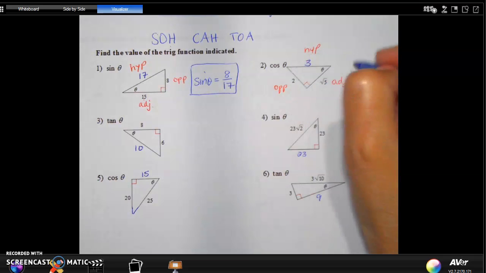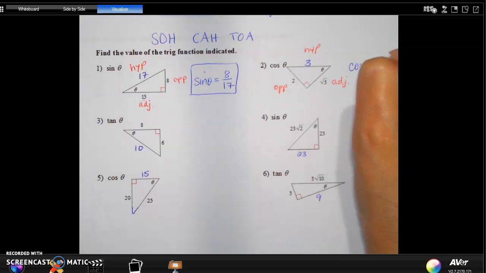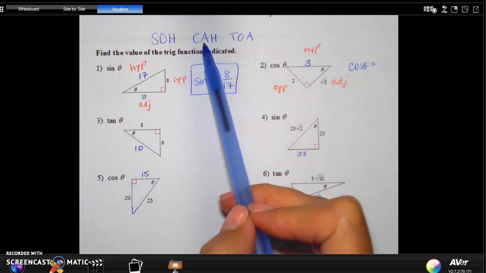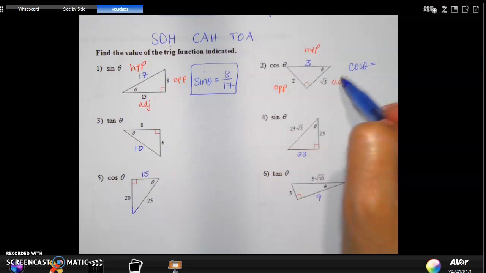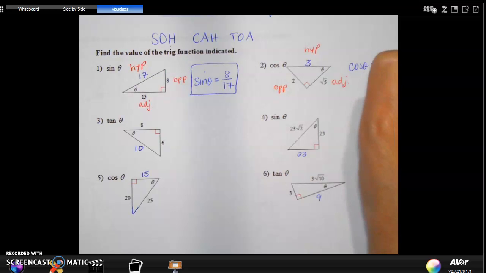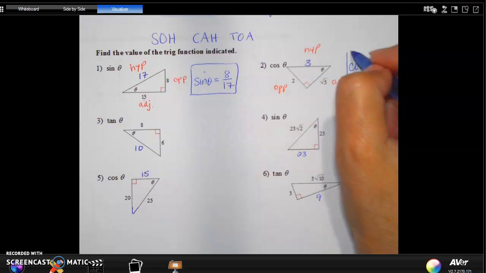So this time we want the cosine of the angle. So it says up here, cosine is adjacent over hypotenuse. Your adjacent side is root 5, and your hypotenuse is 3. And you just leave it just like that.